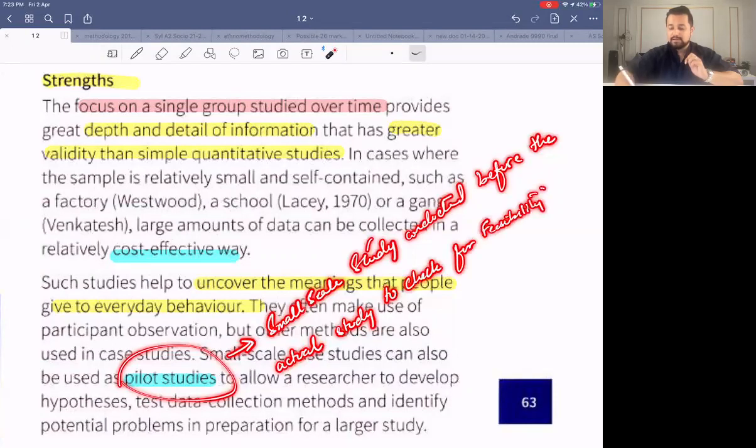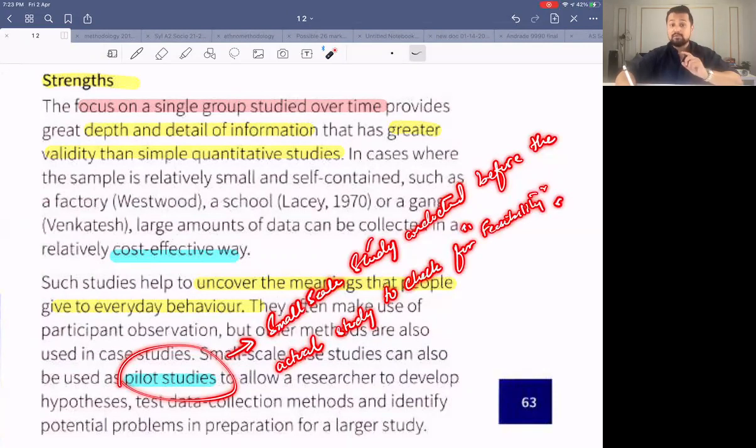ये आप एक स्मॉल स्केल स्टडी कंडक्ट कर सकते हो एक्चुअल स्टडी से पहले, ये देखने के लिए कि जो रिसर्च आप कंडक्ट करना जा रहे हैं, क्या वो आपकी रिसर्च फीजिबल होगी भी या नहीं होगी, क्या जो मेथड आप यूज़ करना चाह रहे हैं टू बी एबल टू कलेक्ट डाटा, is that serving the purpose, is that data collection method actually helping you collect data the way you want to, right?